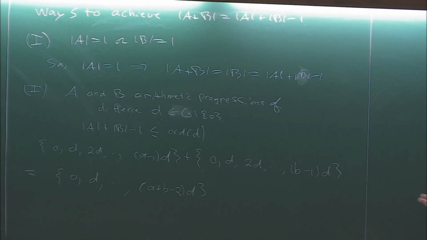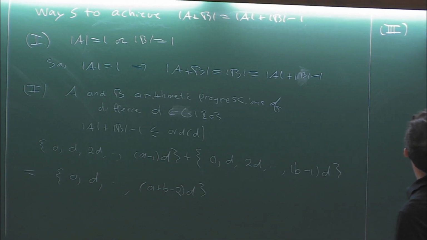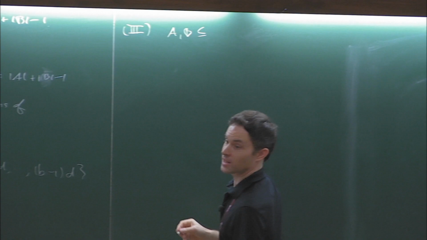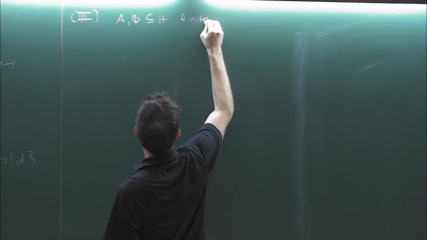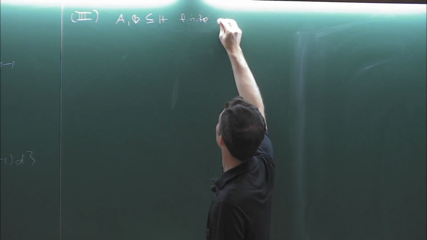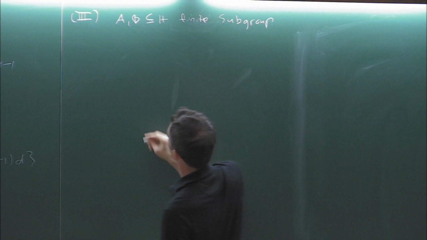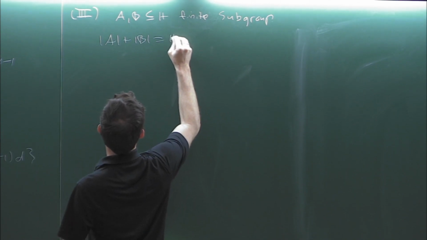Now, I know we don't have to characterize the periodic case, but we can look at this example over here. A third example. Let's say A and B are both contained inside H, a finite subgroup. And suppose |A| + |B| equals exactly |H| + 1.